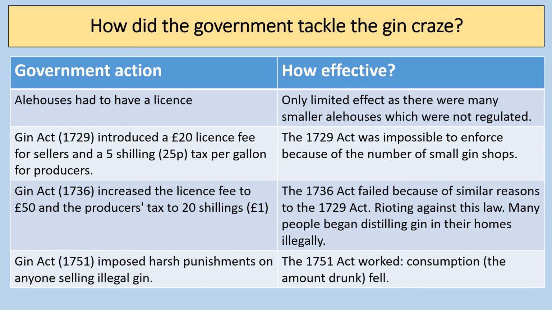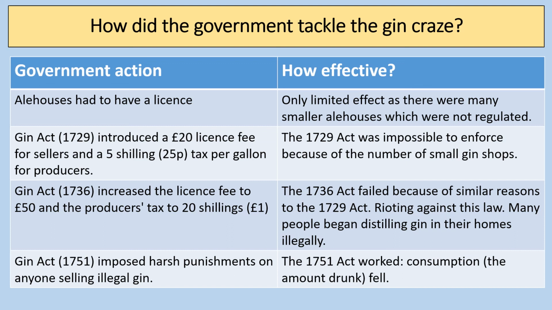which only had a limited effect as there were not many smaller alehouses which were not regulated. The Gin Act of 1729 introduced a £20 licence fee for sellers and a 5-shilling tax per gallon for producers. The 1729 Act, however, was impossible to enforce because of the number of small gin shops. The Gin Act of 1736 increased the licence fee to £50 and the producer's tax to 20 shillings. But the 1736 Act failed because of similar reasons.